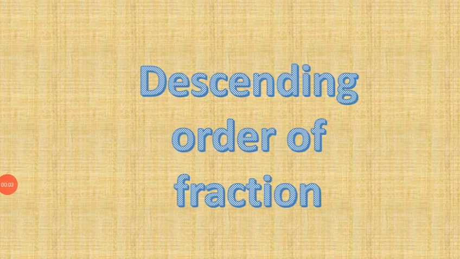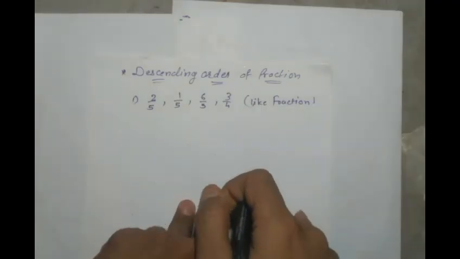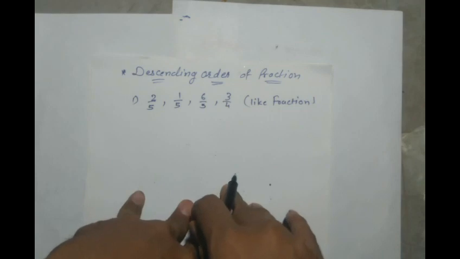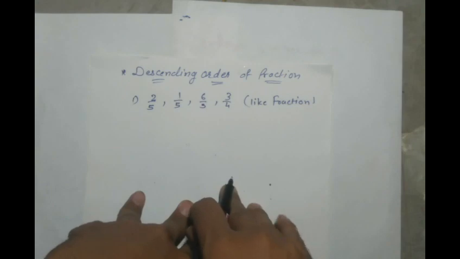Another topic, descending order of fractions. What is descending order of fractions? First of all, what is descending order? Descending order means bigger to smaller fraction, bigger fraction to smaller fraction. Now let us understand by solving an example how to find the descending order of given fractions. Descending means big to small.